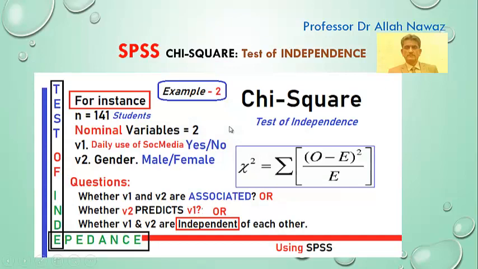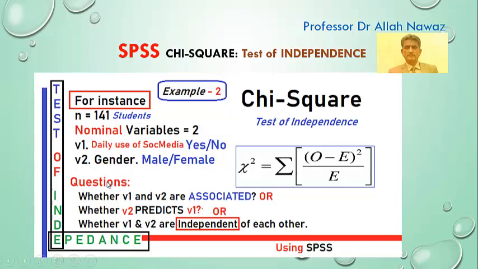Another example, or example 2, for the same thing, is that we shall compute the chi-square statistic in SPSS. To compute the statistic, let's first get some background knowledge about this example. Here we shall use 141 students as the sample. Nominal variables are 2. Variable 1 is daily use of social media with 2 categories of yes, no, and variable 2 is again gender, male and female, the same formula.